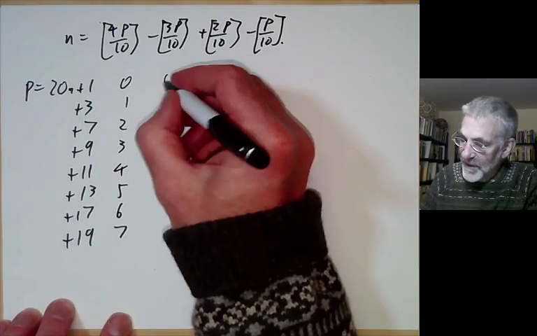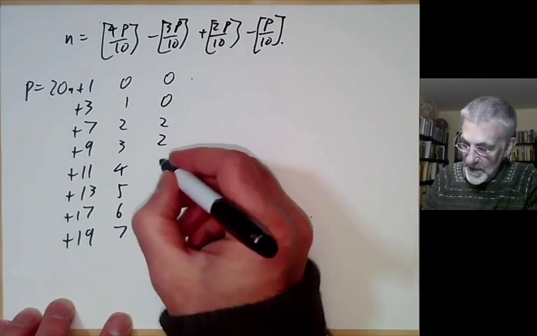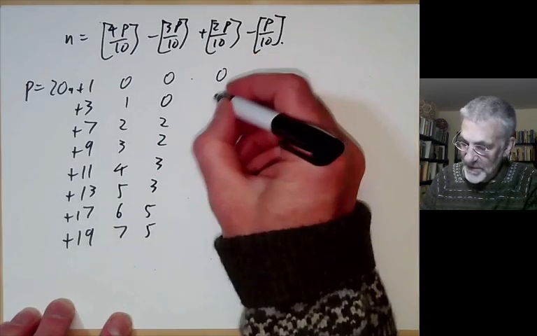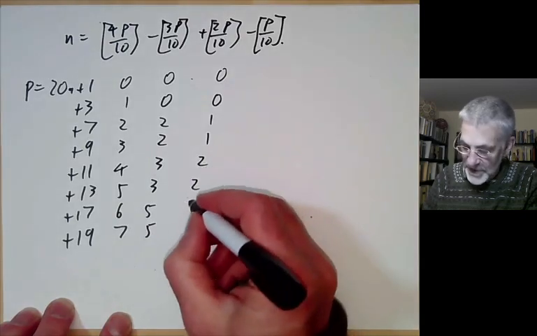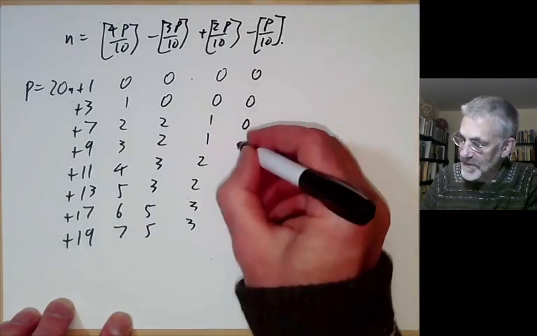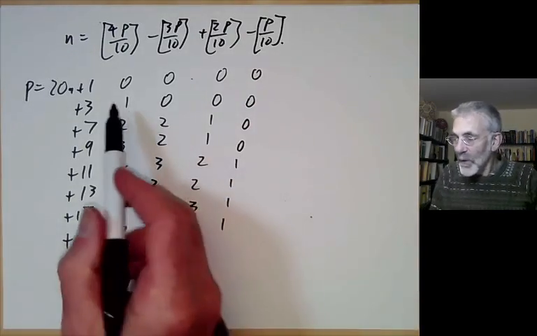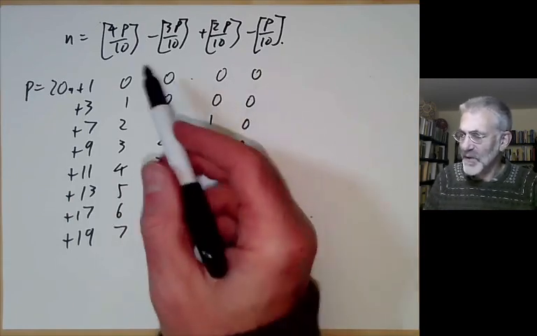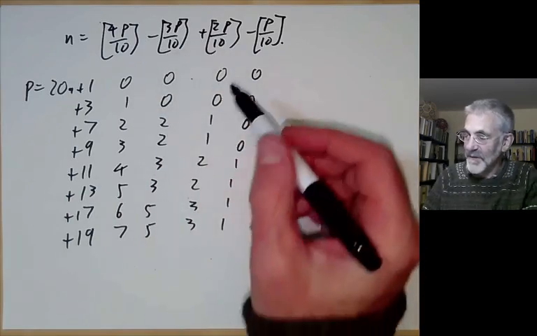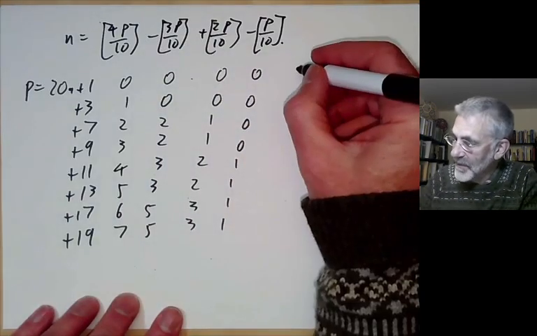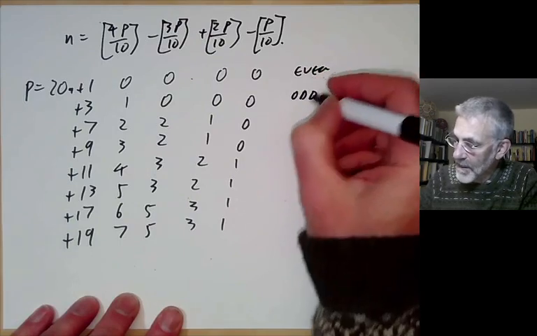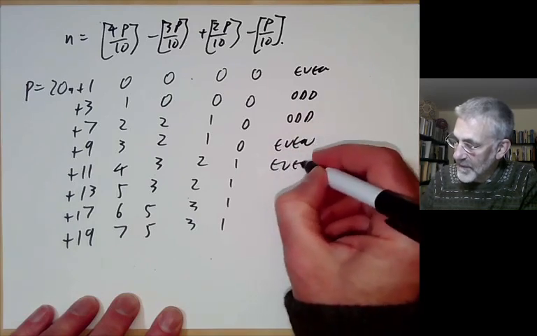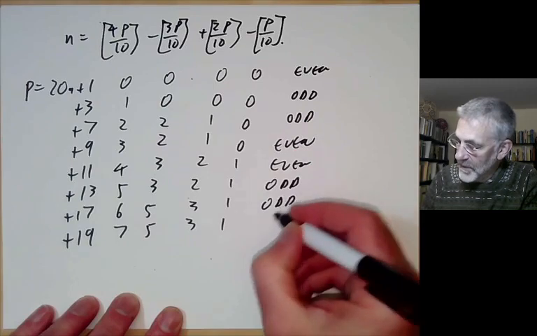And if we subtract 3p over 10, we get 0, 0, 2, 2, 3, 3, 5, 5. And 2p over 10, we get 0, 0, 1, 1, 2, 2, 3, 3. And for this one, we get 0, 0, 0, 0, 1, 1, 1, 1. Now we want to add or subtract all these numbers and work out whether the result is even or odd. It doesn't really matter whether you add or subtract them, because that doesn't affect the even or oddness. So here the sum is even, odd, odd, even, even, odd, odd, even.